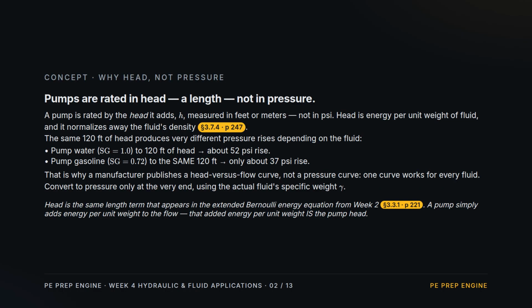Pumps are rated in head, a length, not pressure. Head is energy per unit weight of fluid, so it normalizes away density. The same 120 feet of head gives a different pressure rise depending on the fluid, about 52 psi for water, only about 37 for lighter gasoline. That's why a manufacturer publishes a head versus flow curve, not a pressure curve. One curve covers every fluid. Convert to pressure only at the end, using the fluid's specific weight. It's the same head term from the extended Bernoulli equation in Week 2.